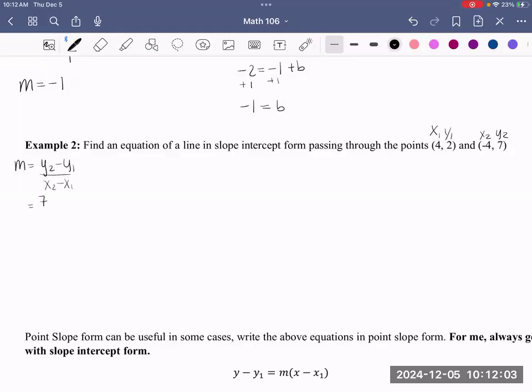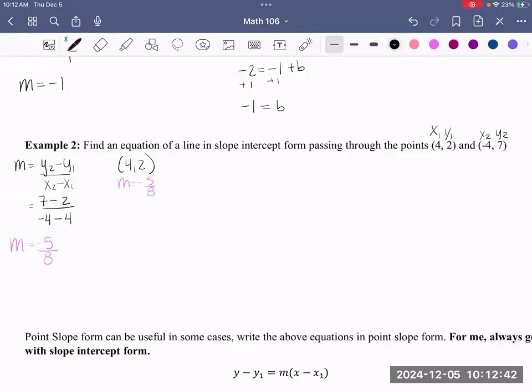So we have 7 minus 2 divided by -4 minus 4. So we get 5 over -8. So that's my slope here. Let me actually pick a different color to write that in. There we go. So step 2, let's go ahead and pick a point. I want the point, let's say 4, 2. It doesn't matter. 4, 2, m is equal to -5 over 8.